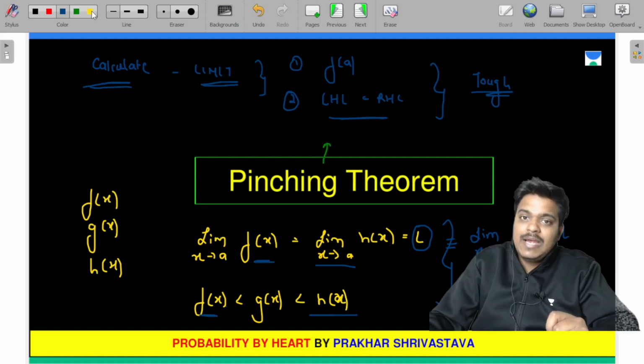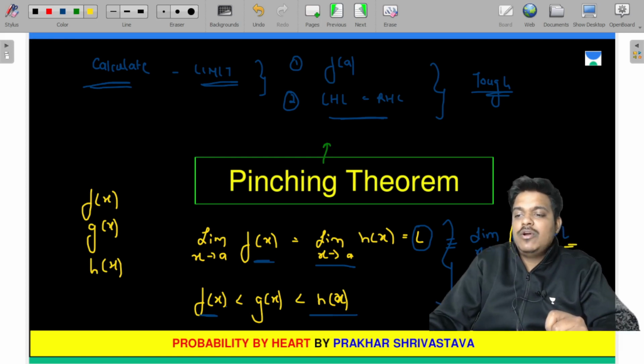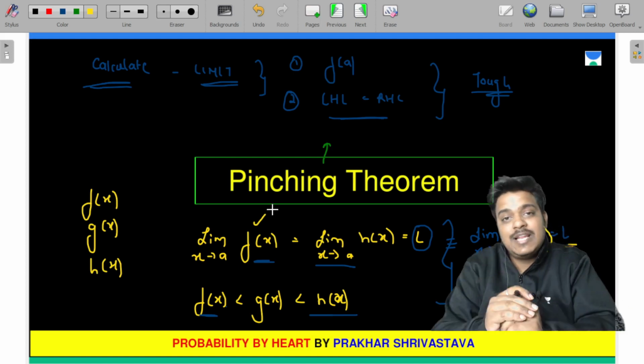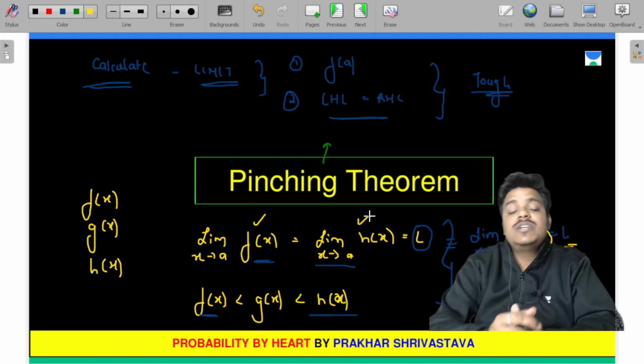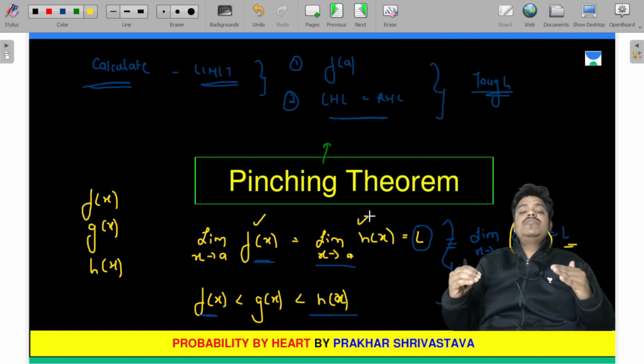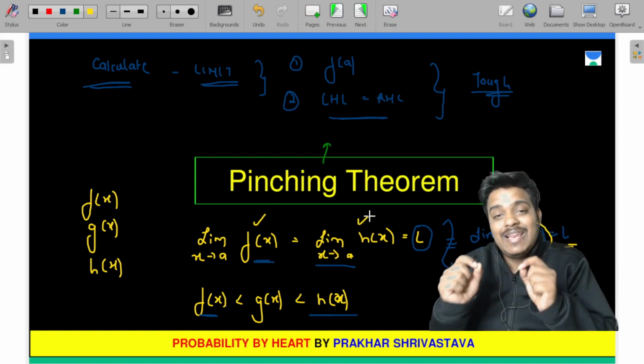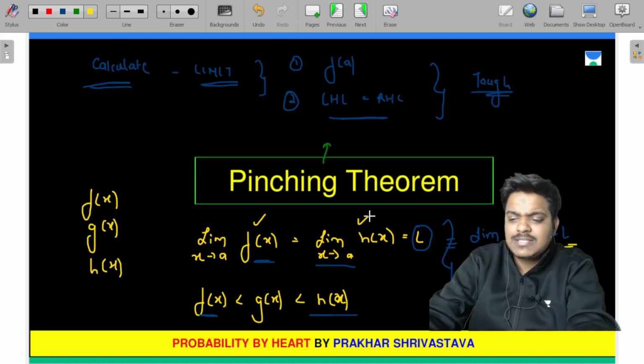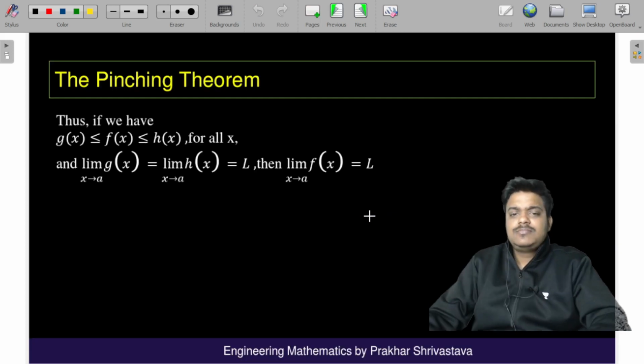So now many a times our function is g of x and we cannot calculate the value of L in one go. So what you will do, you will find a function which is less than that, you will try to find a function which is greater than that. If both the functions are converging to the same value L, it means that g of x will also converge to L. I hope that this is clear. Let us see this formally.